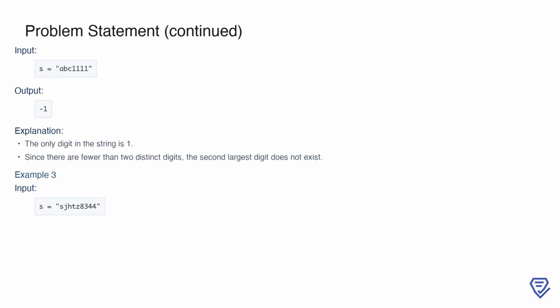In another example, the input string is ABC1111. This string only contains the digit 1, repeated multiple times. Since there is only one unique digit, there is no second largest digit. In such cases, the output should be -1. This highlights that the problem is not just about counting digits but specifically about identifying distinct values and considering their hierarchy. If fewer than two unique digits are present, the result is always -1.